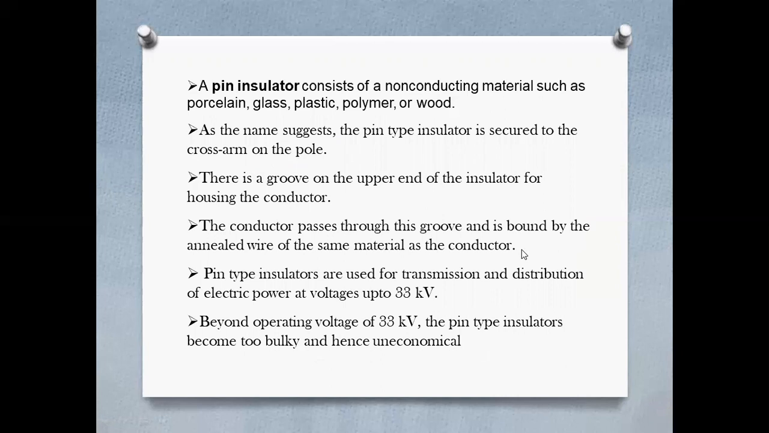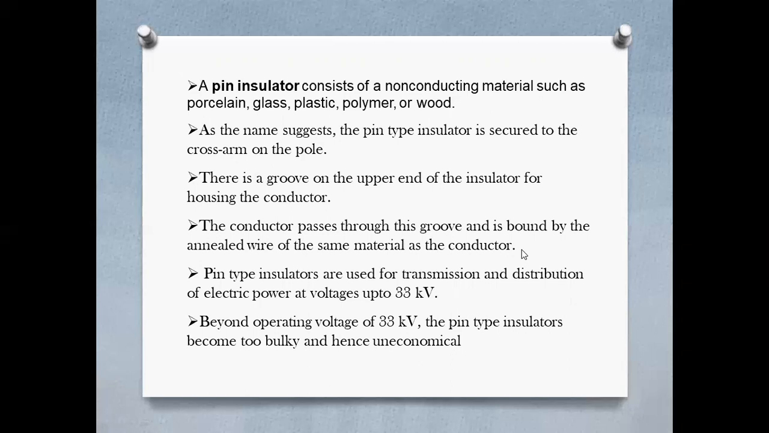Pin type insulators are used for, as a student studying this for the first time, what you should gain from this lecture is you should understand the voltage range. Pin type insulators are used for transmission and distribution of electrical power at a voltage up to 33 kV. You know the voltage classifications, like 11 kV, 22 kV. So up to 33 kV in a transmission line, for protection, we use a pin insulator.